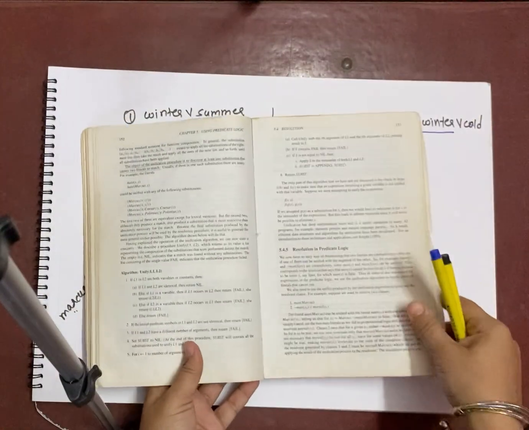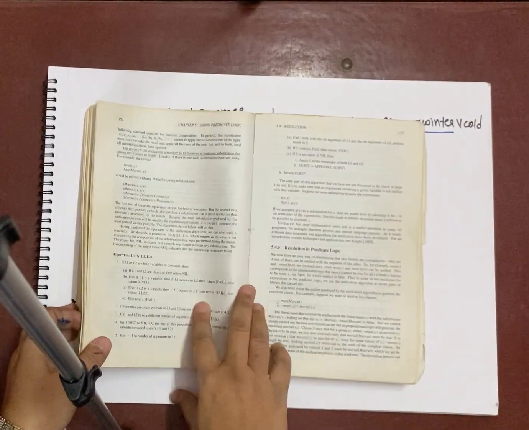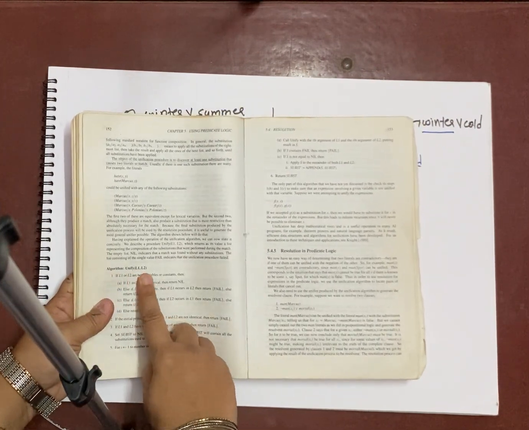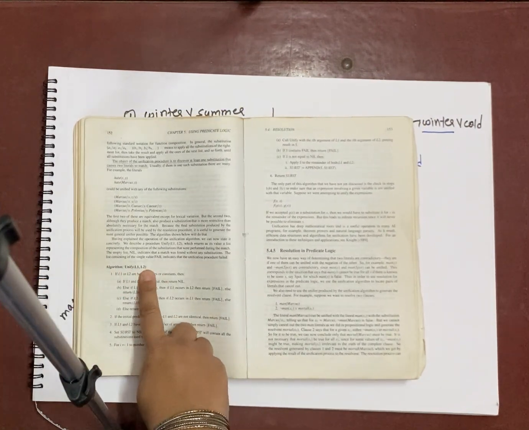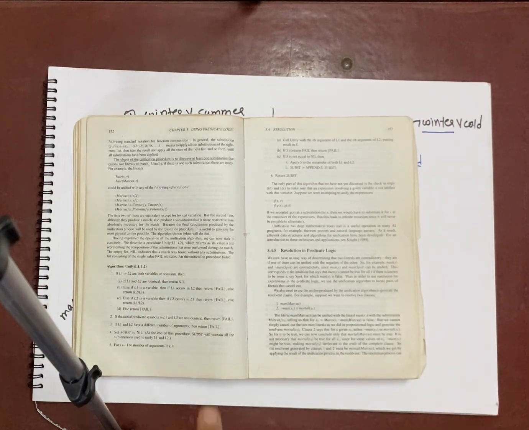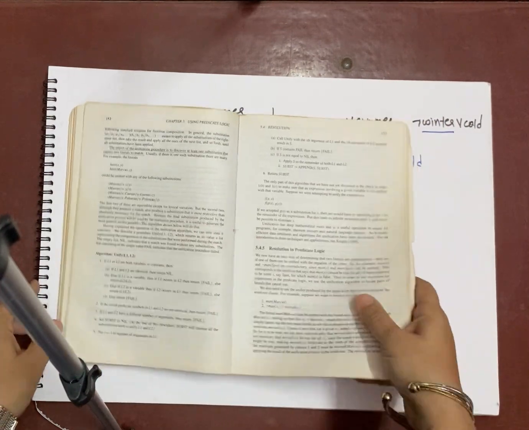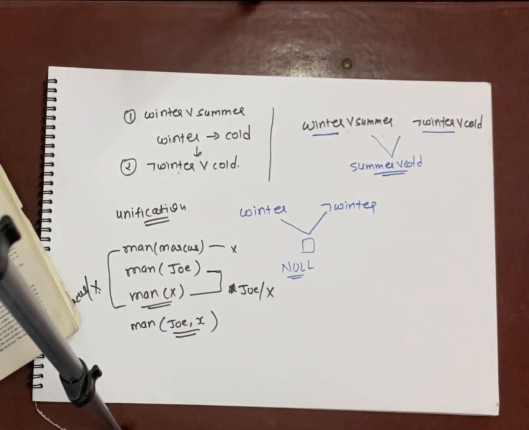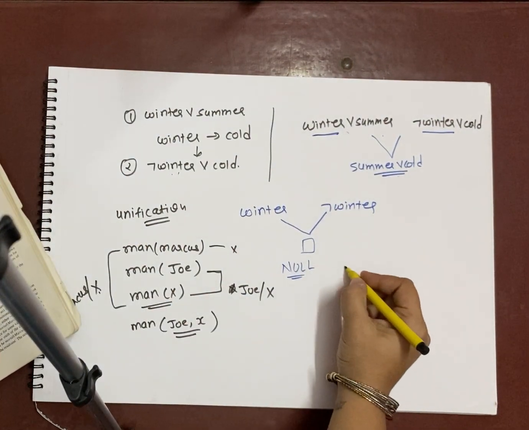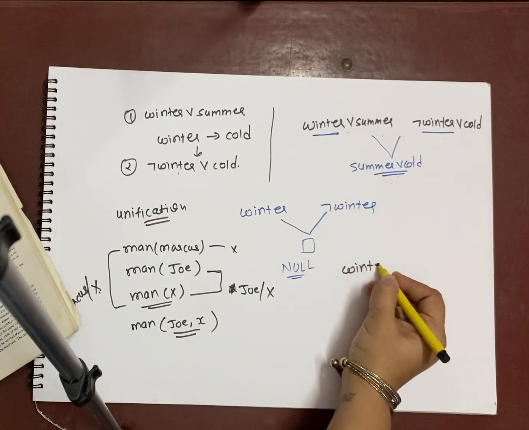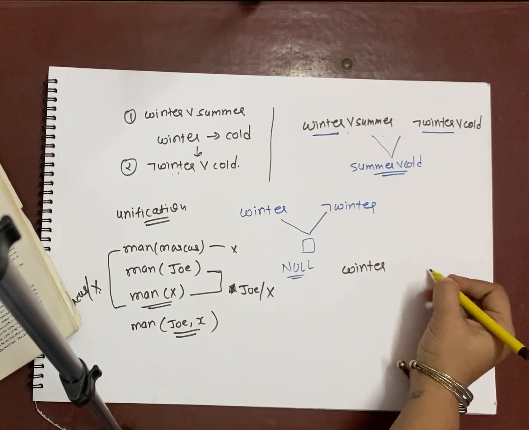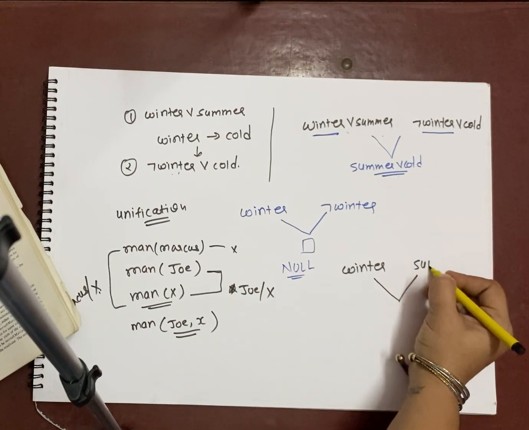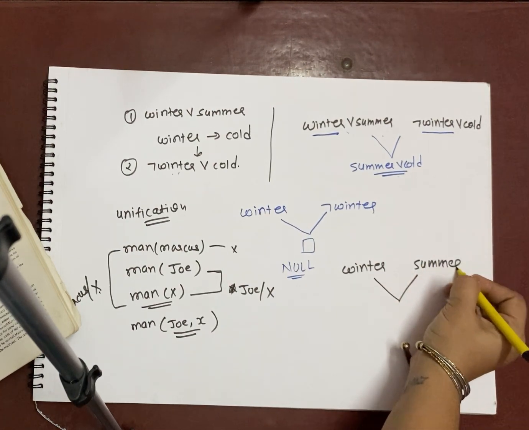So let me explain the unification over here. If you observe, the first step says that the unification algorithm is taking two parameters L1 and L2. So what is it trying to prove? Let me explain with an example. The algorithm will be discussed in the next lecture. Suppose I am talking about winter, and the other clause I want to unify is summer. Can you unify both of them?